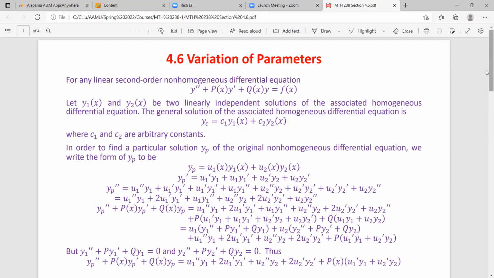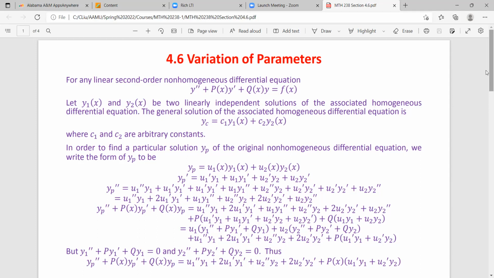So let's just take the first derivative of yp. We have two terms. Each term is a product of two functions. So we have to use the product rule for both terms. In the first term, we take the derivative u1 prime times y1 plus u1 times derivative y1. And in the second term, we take the derivative u2 prime times y2 plus u2 times derivative of y2. So that's just the first derivative of yp.